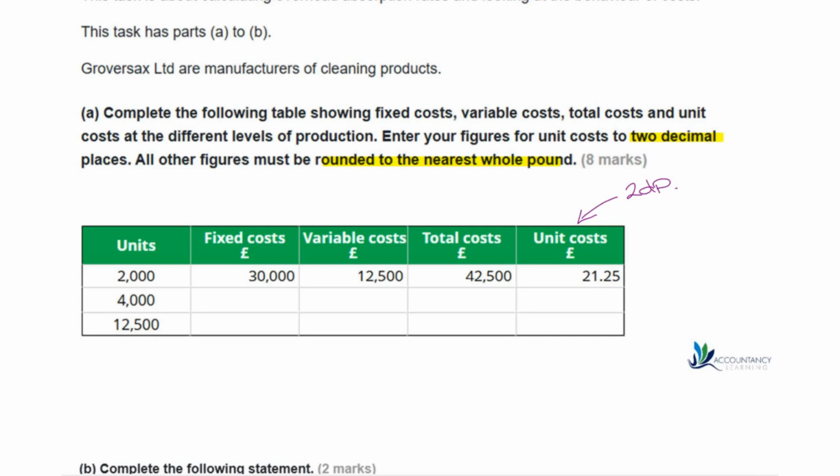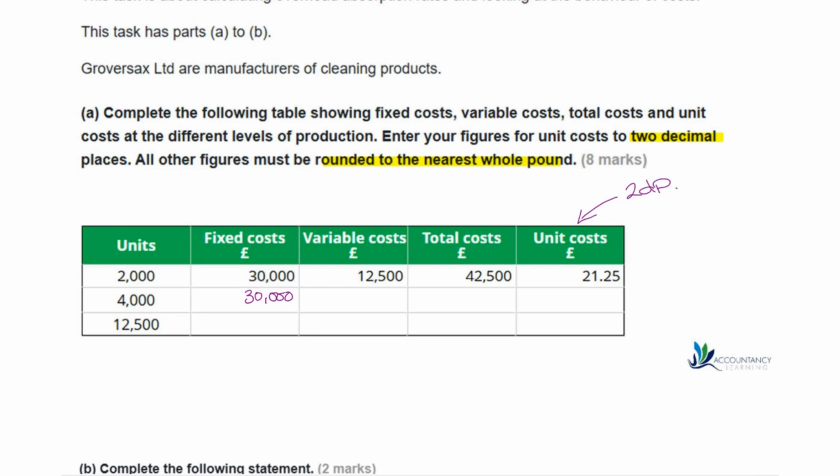So let's look then. We've got fixed costs of 30,000. We've got variable costs of 12,500 when the units are at 2,000, which gives us total costs of 42,500 and therefore a unit cost of £21.25. So now we need to complete this for 4,000 units. So 4,000 units, fixed costs, they're fixed, so they aren't going to change. It doesn't matter whether we create 2,000 units, whether we create 20,000 units, the fixed costs are always going to be there. So under 4,000 units for that level of production, the fixed costs will remain the same.